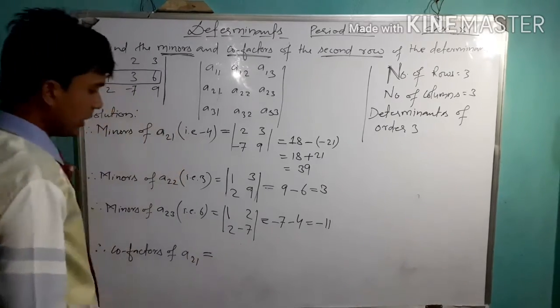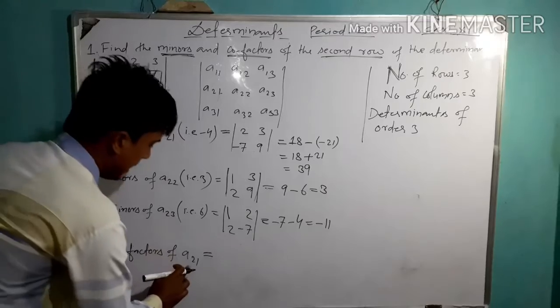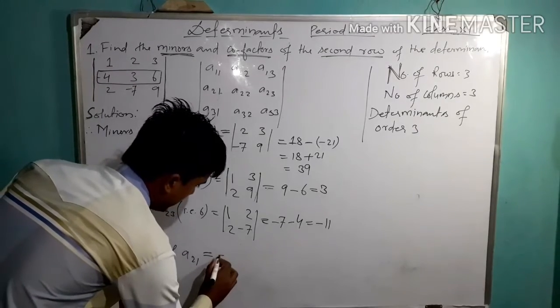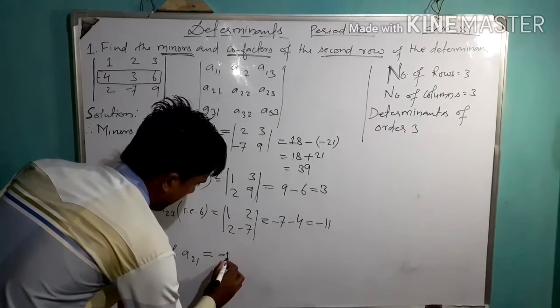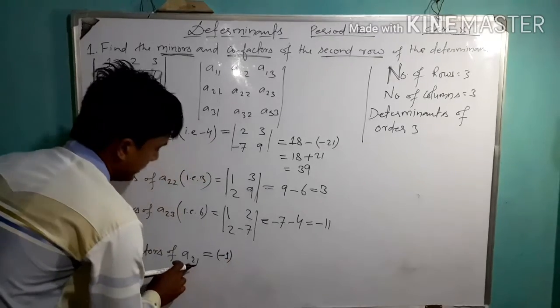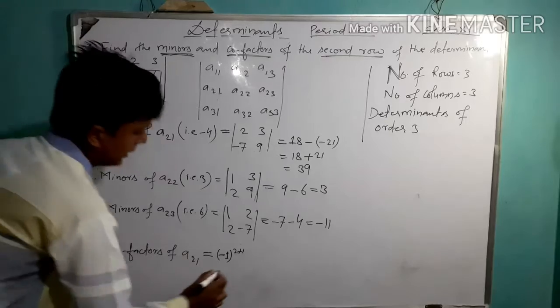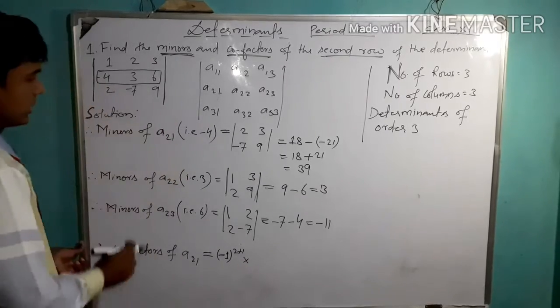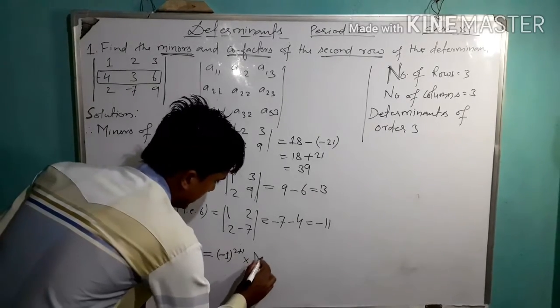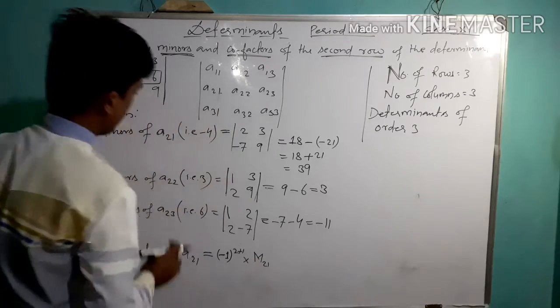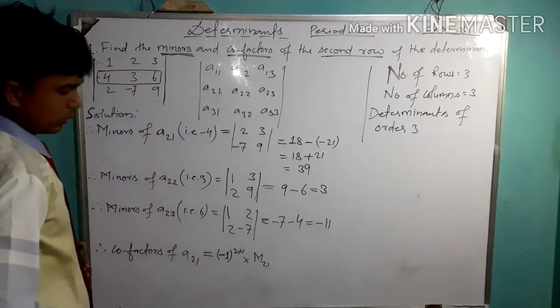So what is the rule here? The rule will be like this. I wrote here 21, so we write minus 1 with power, we'll take 2 plus 1, into the minor M21 of the 21 element.